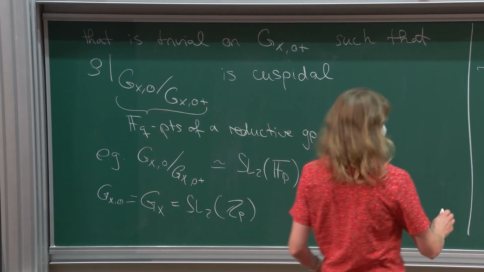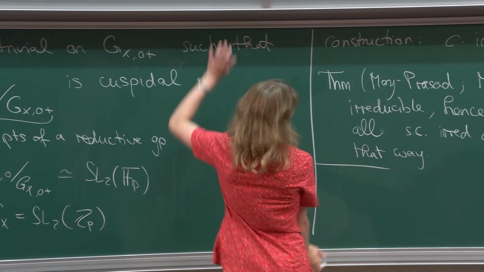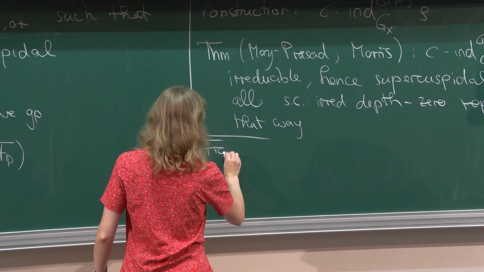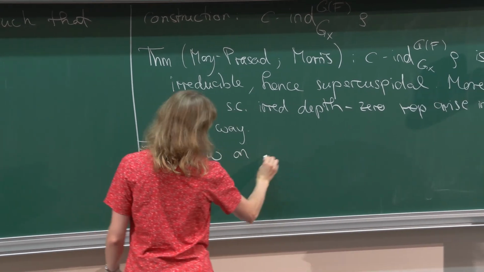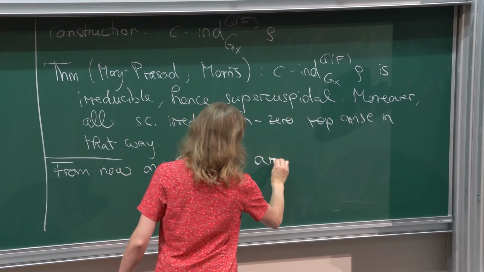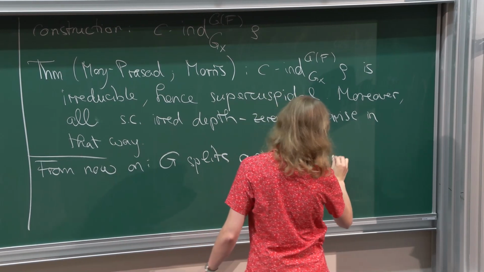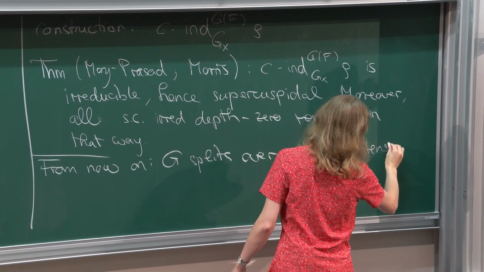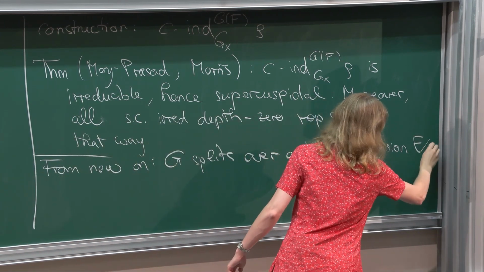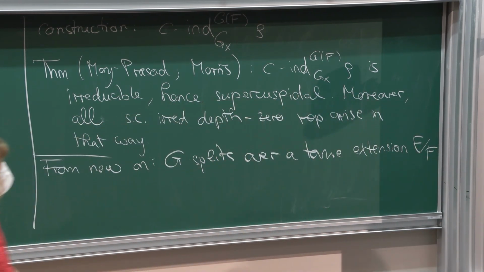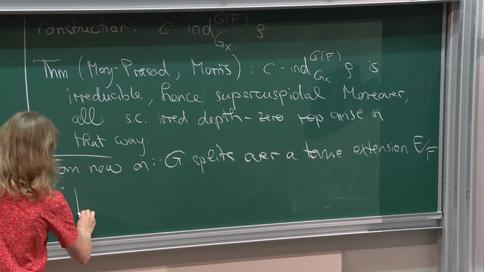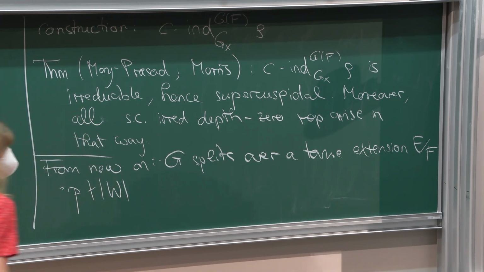Let's go beyond depth zero. From now on, to make my life easier, I assume that the group G splits over a tame extension of our ground field F, so say E over F is a tame extension. Sorry if you can't see it, E over F should be a splitting field. I'll rewrite this again when we need it. And we assume that p doesn't divide the order of the Weyl group.